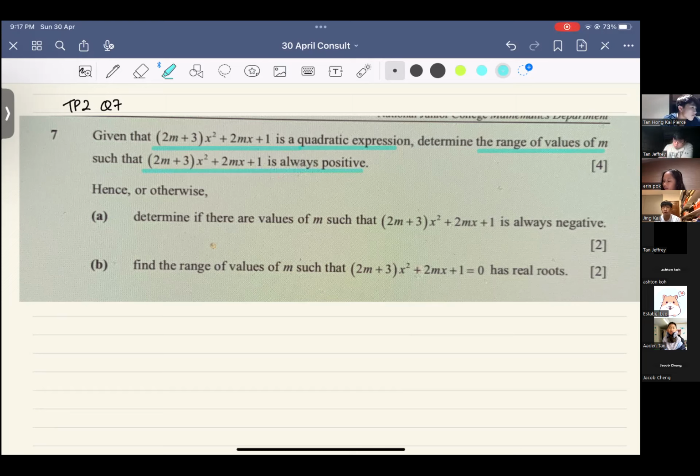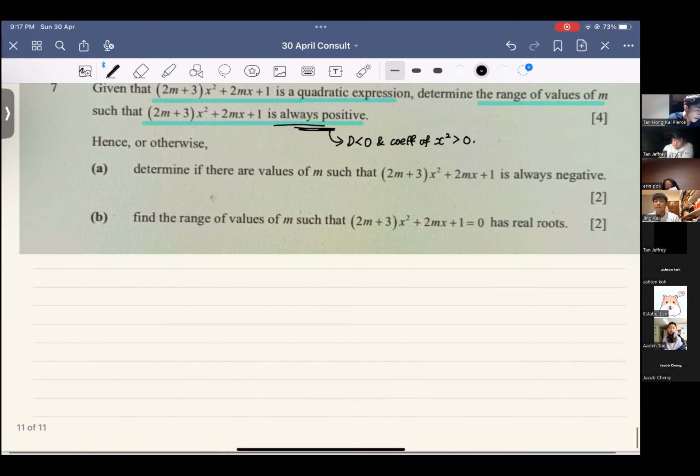I'm going to do discriminant. Okay, so when I say that something is always positive, right? Always positive means that, first of all, you must note that it must be a happy face. So it will tell you that basically discriminant is less than 0 and the coefficient of x squared must be more than 0. Okay, that's the important information that you must take in.